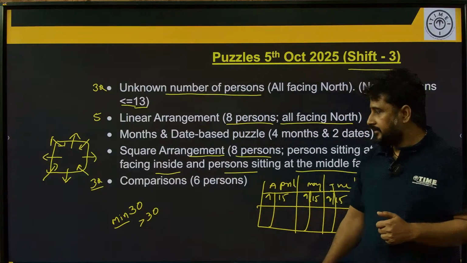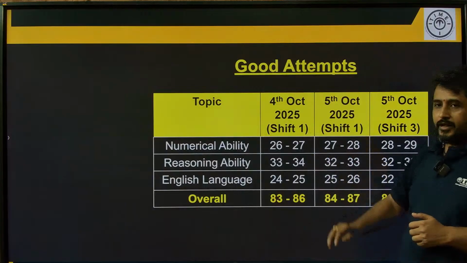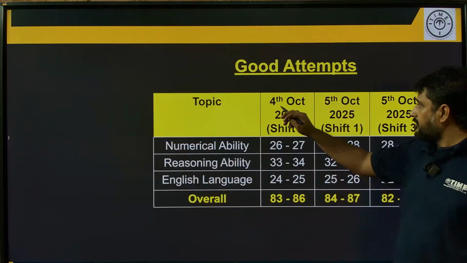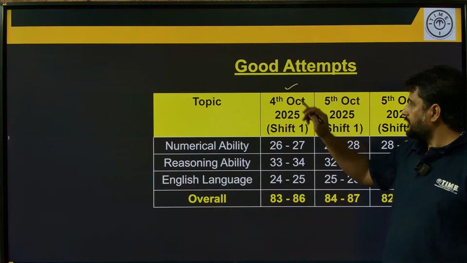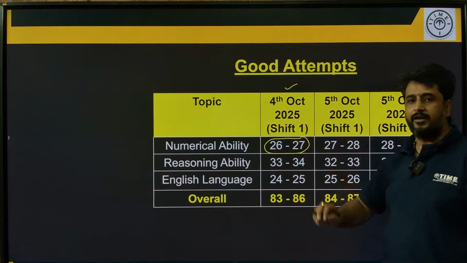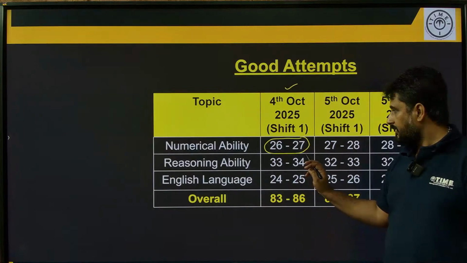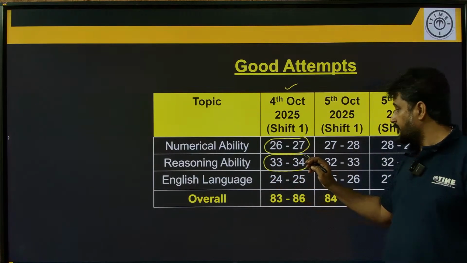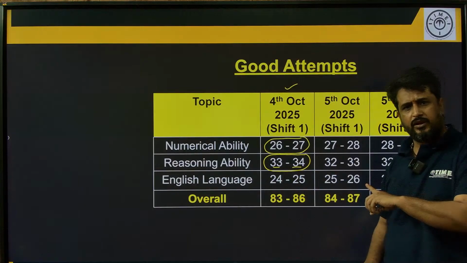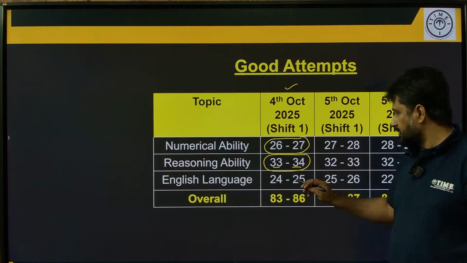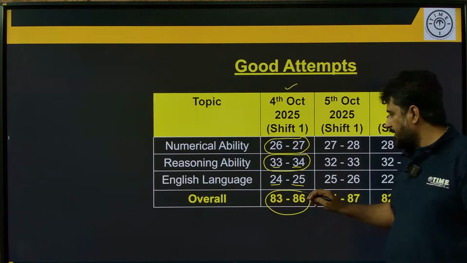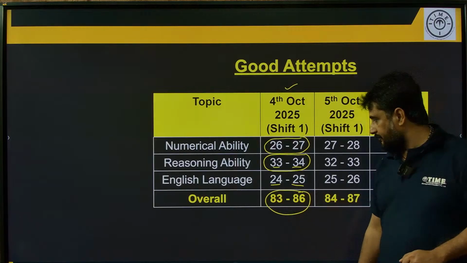Let us see good attempts of each of the sections in each of the slots. 4th October 2025, shift 1: from numerical ability, 26 to 27 are good attempts. Reasoning ability 33 to 34. Observe it, 33 to 34, doable questions in 20 minutes. English language 24 to 25. Overall, 83 to 86 are good attempts.